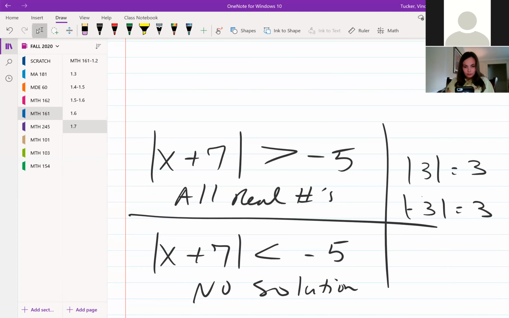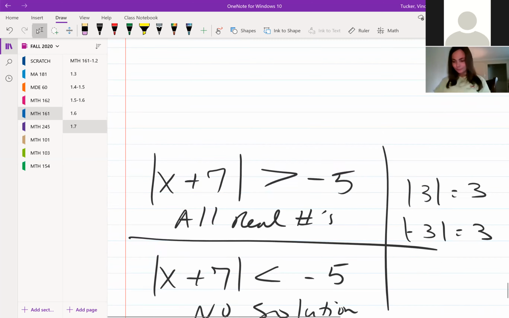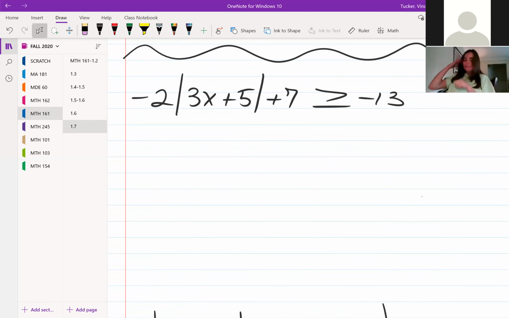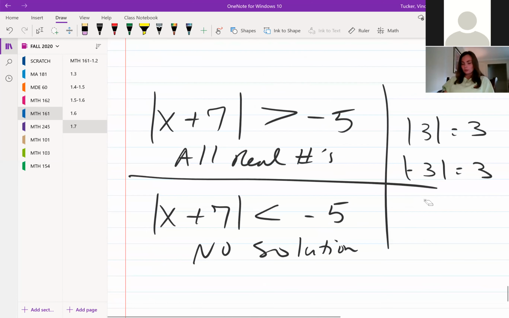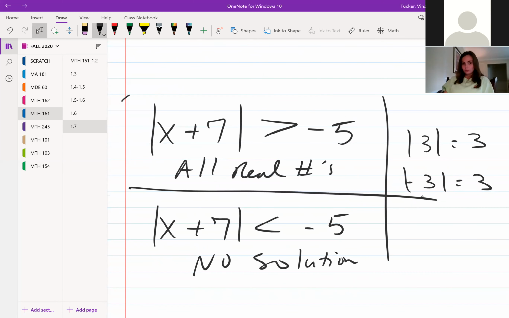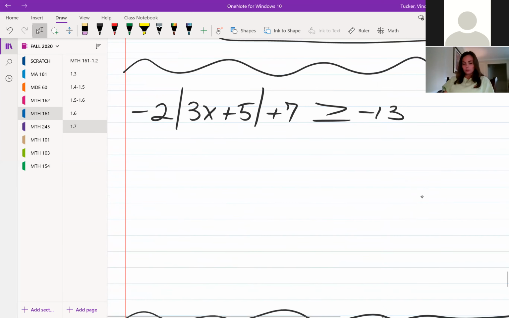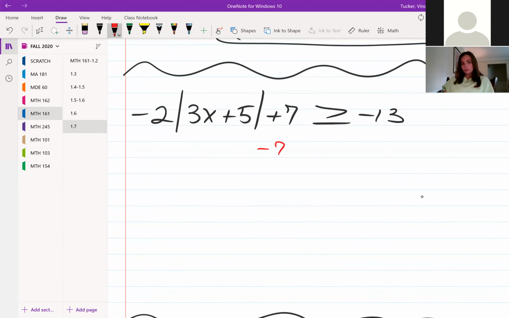All right. Now, when I come to this one, that doesn't apply because my absolute value quantity is not isolated yet. So we have to isolate our absolute value. I can't look at this negative 13 and say no solution because my absolute value is not isolated like it is down here. All right, so let's go ahead and do that. Subtract 7 from both sides. It's negative 2 times the absolute value of 3x plus 5, greater than or equal to negative 20.